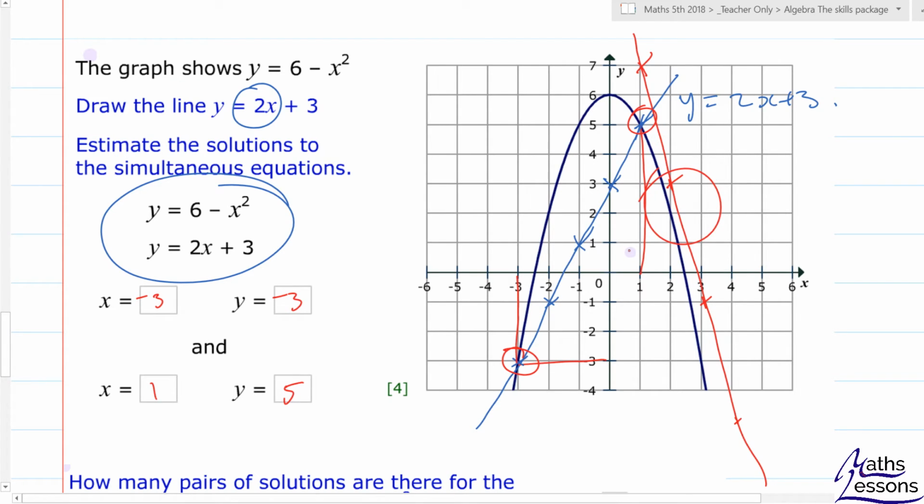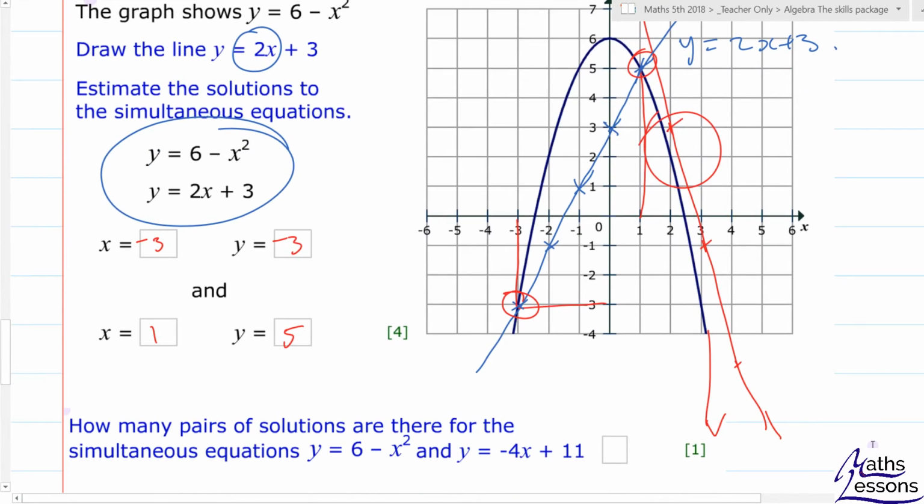Now for the closest point here, because this is a quadratic, this is going to get steeper, and this one's not going to get steeper. It's going to stay in the same gradient all the way. So therefore they will never cross. So there are 0 solutions to these two graphs crossing.